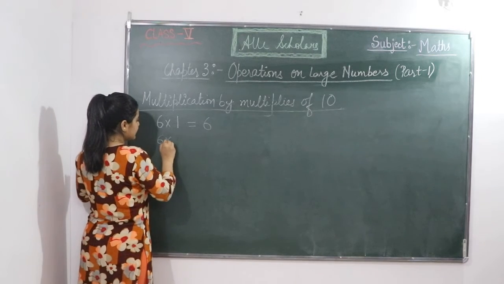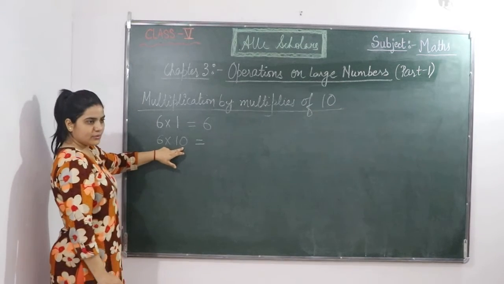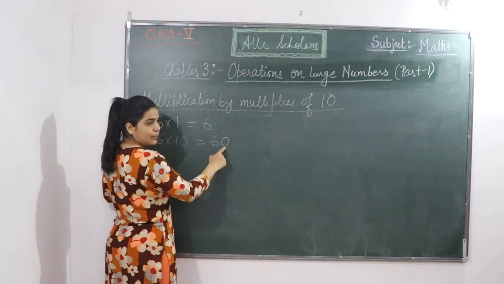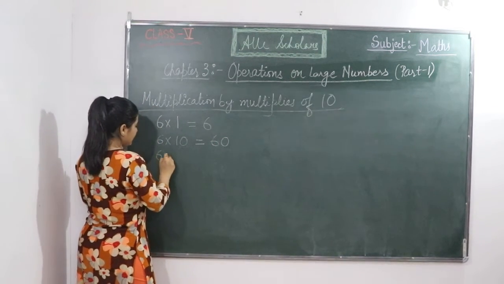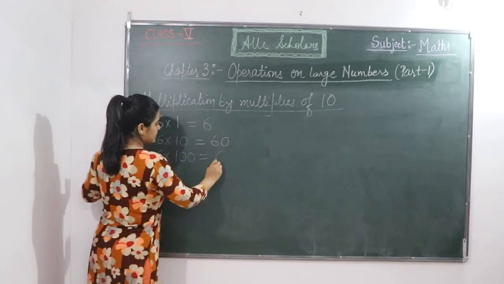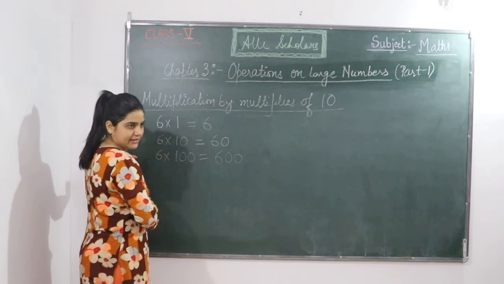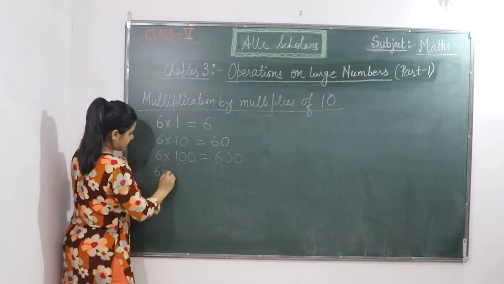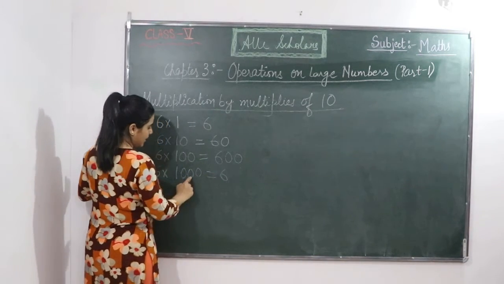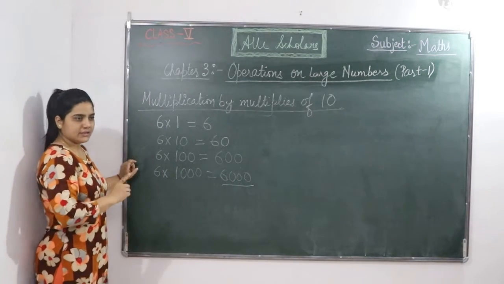Now when you multiply 6 into 10, how many zeros are there? 1 zero. So 6 and 1 zero. Similarly, when you multiply 6 into 100, what is it going to give? 6 and how many zeros? 1, 2 zeros. Similarly, when you multiply 6 into 1000, 6 and 1, 2, 3 zeros. This gives you 6,000. Fine?